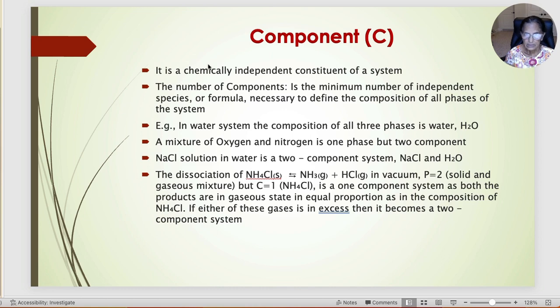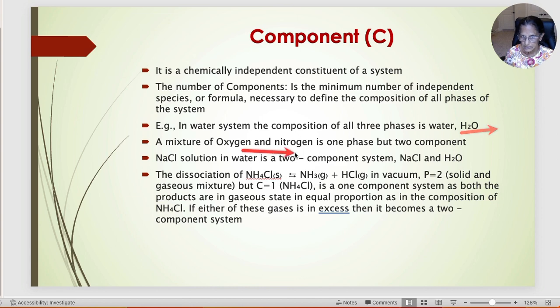Now let's see what is a component. Component is written by capital C. It's a chemically independent constituent of a system. Number of components is the minimum number of independent species or formulae necessary to define the composition of all the phases of the system. For example, in water system, the composition of all the three phases can be described by one single formula, that is H2O, that is water.